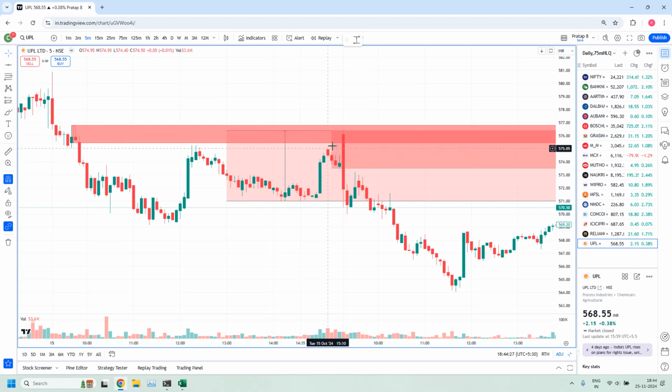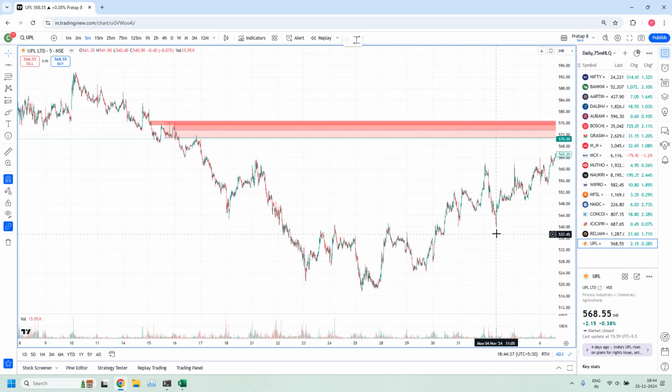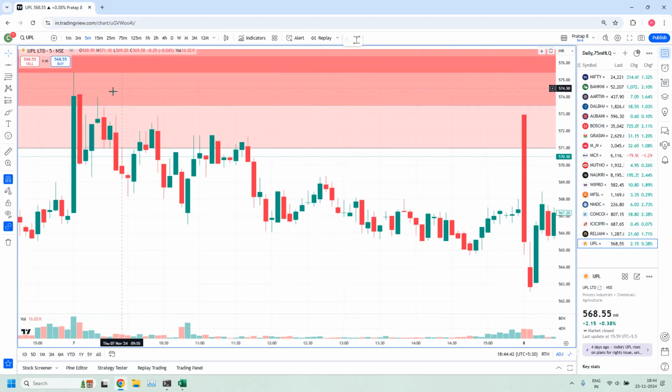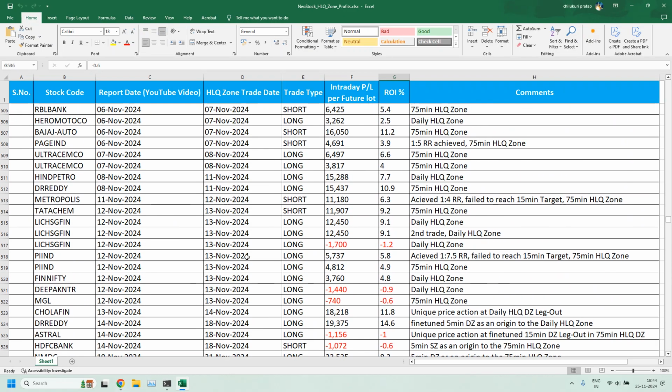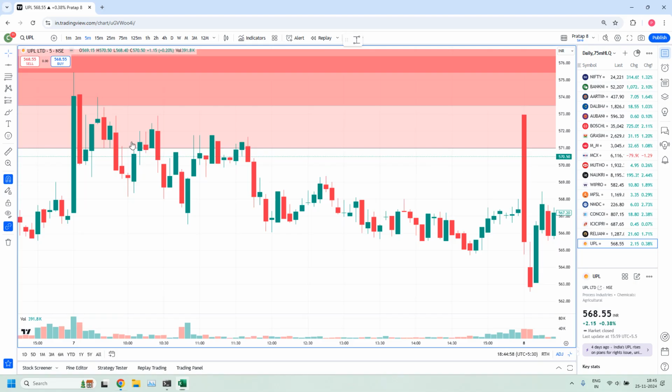This 5 minute zone as a horizon to this entire 75 minutes high liquidity supply zone, and the prices reached this horizon and gave an entry in this candle. This is on 7th November. If you look into our Excel sheet, 7th November, this is 7th November, right?